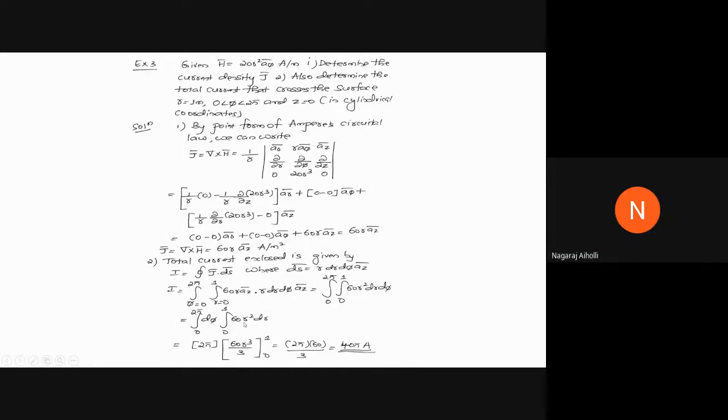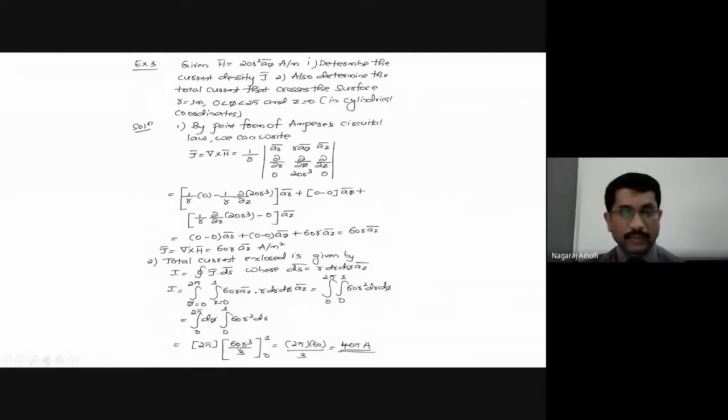It is of x raised to n form. Integration is x raised to n plus 1 divided by n plus 1. It is 60 r cube by 3 over the limits 0 to 1. This will be equal to 2 pi into 60, r value is 1, upper limit, 60 by 3 into r cube, 1 minus 0, so it will be 60 by 3. 3 ones are 3, 20 threes are 60, so 20 into 2 pi is 40 pi ampere. So the answer for the total current enclosed by the given area in the cylindrical coordinate system is 40 pi ampere.